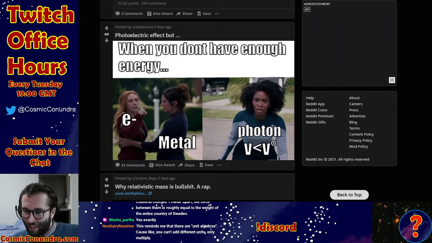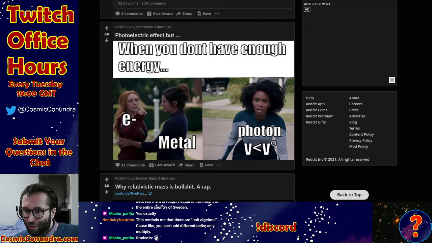This reminds you that there are unit algebras, because you can't add different units, only multiply. Yeah, that's true. You can't add different physical quantities together that measure different things. It's kind of a law that comes from observable things. It's like using two different pieces of apparatus in one go. I know what you mean.